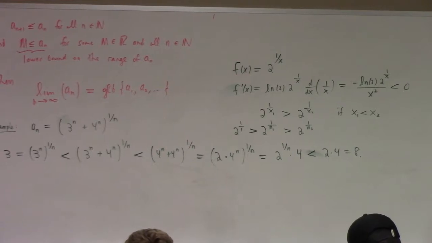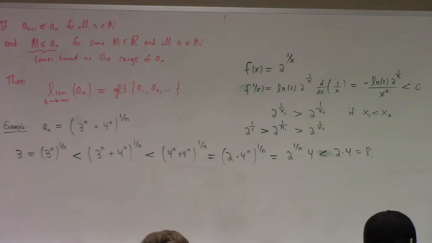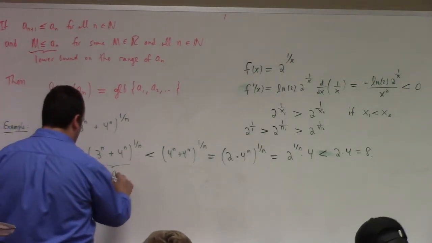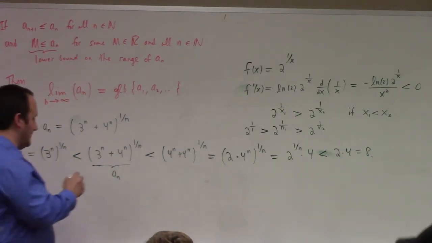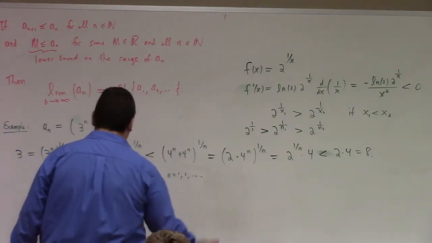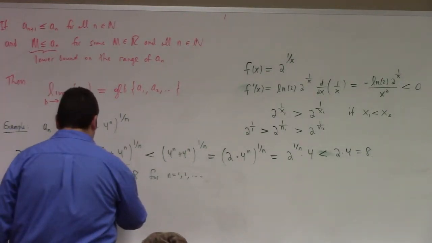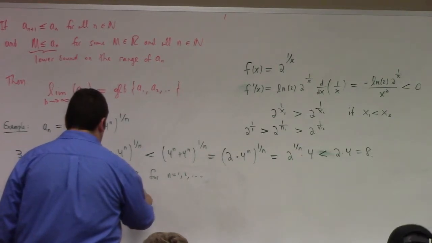Oh, we haven't shown anything about... all we've shown at the moment, right? We have shown that a sub n is bounded, right? So this is a sub n, and this shows that a sub n is bounded above by 8, right? And I would argue it's also clear that a sub n plus 1 is greater than or equal to a sub n, right?